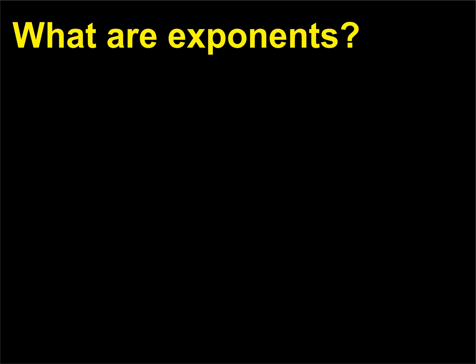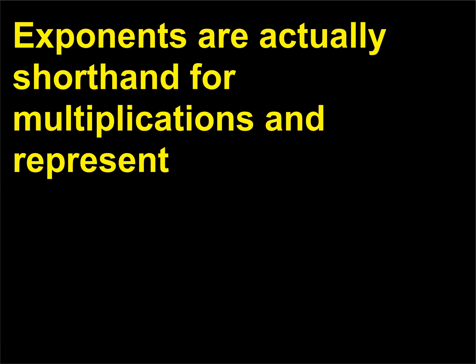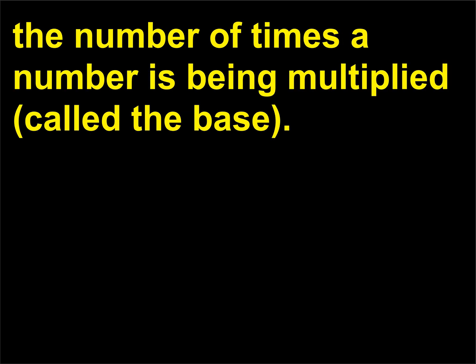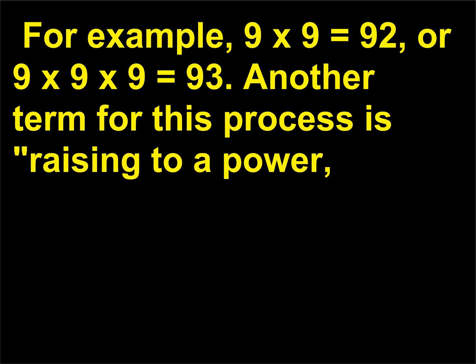What are exponents? Exponents are actually shorthand for multiplications and represent the number of times a number is being multiplied, called the base. For example, 9x9 equals 9^2, or 9x9x9 equals 9^3.